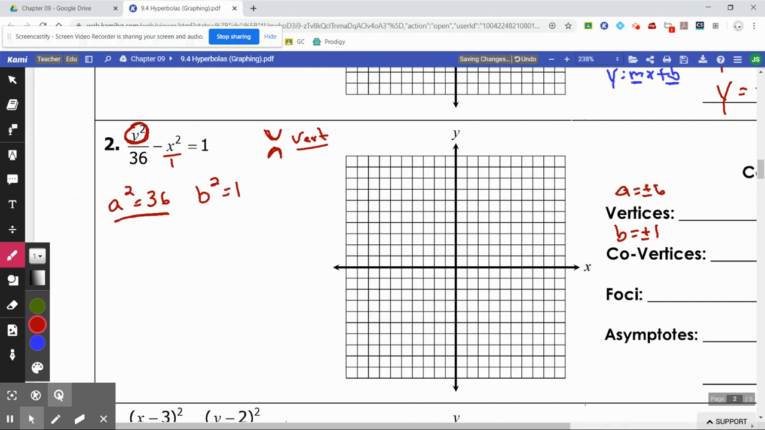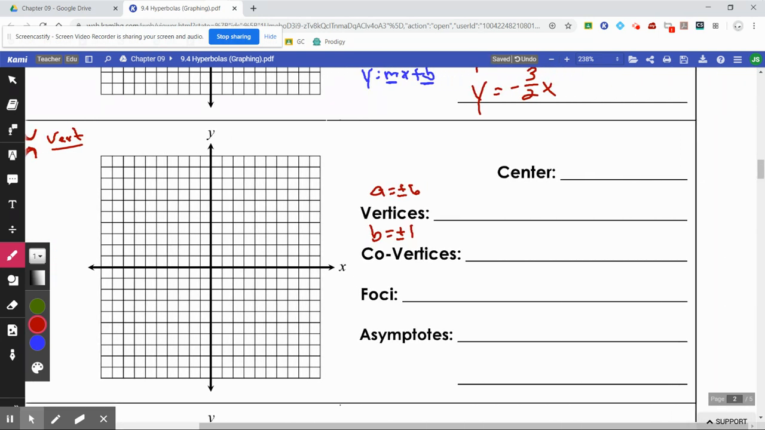Our foci, if you want to go ahead and find it: a squared plus b squared is equal to c squared. So it'll be 37 is c squared. So c is going to be plus and minus the square root of 37, which is about 6.08.